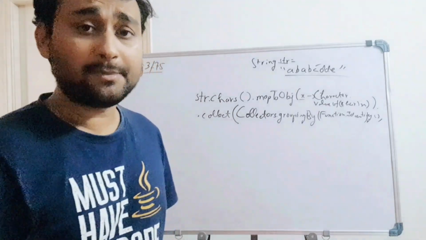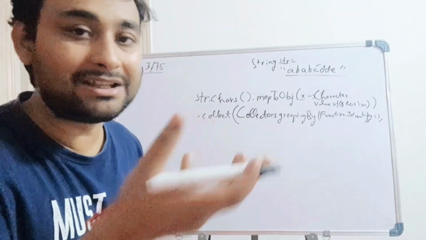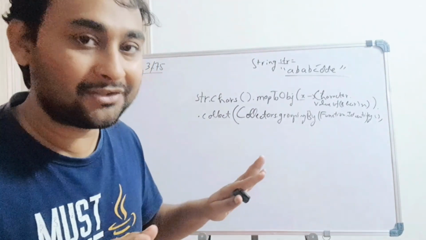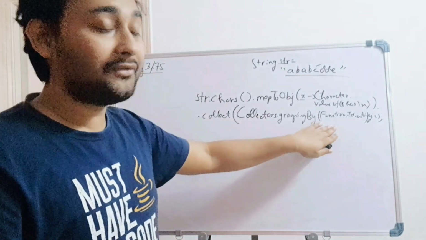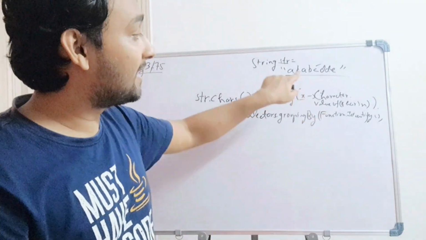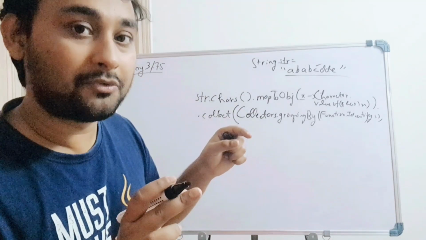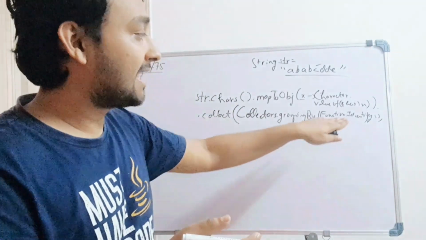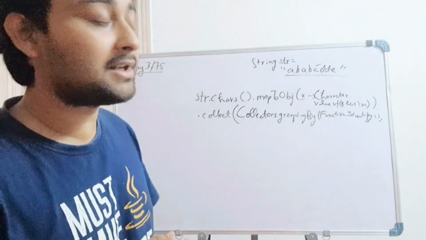Why Function.identity? Because it will just return the value whatever you are giving it. It will not do any operation on that input character. That is what we want as a key, because I want that character A as it is in the output, with its count. For that reason I have made use of Function.identity.